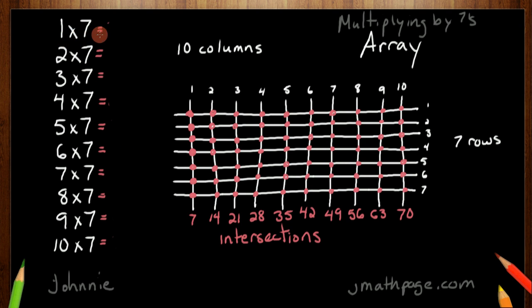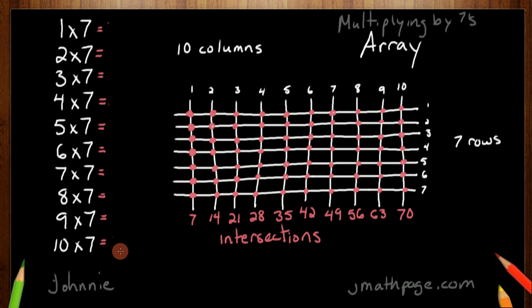1 times 7 equals. 2 times 7 equals. 3 times 7 equals. 4 times 7 equals. 5 times 7 equals. 6 times 7 equals. 7 times 7 equals. 8 times 7 equals. 9 times 7 equals. 10 times 7 equals.